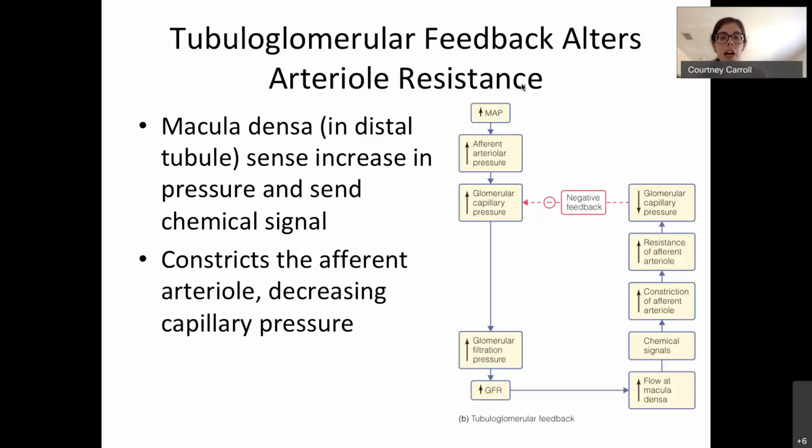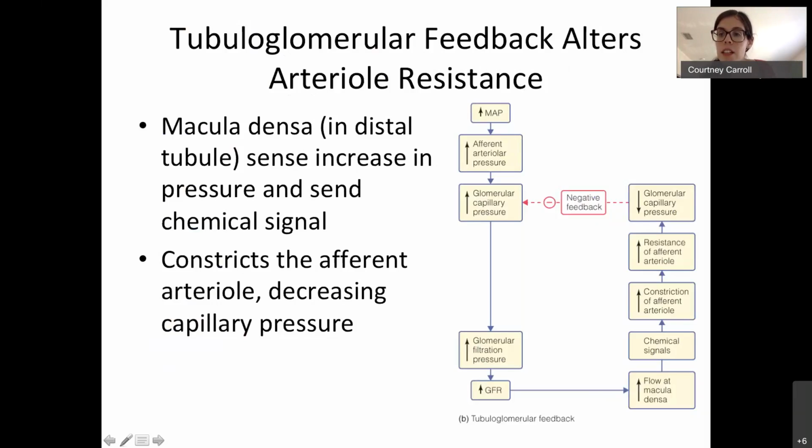And they can respond to an increase in pressure through the distal tubule, and they can also respond to salt concentrations. And what they'll do is send out a chemical signal that will then cause the afferent arteriole to constrict. So the end result is the same, that constriction of the arteriole, but it can either happen from the stretch receptors in the arteriole itself, or it can happen from these macula densa cells nearby.